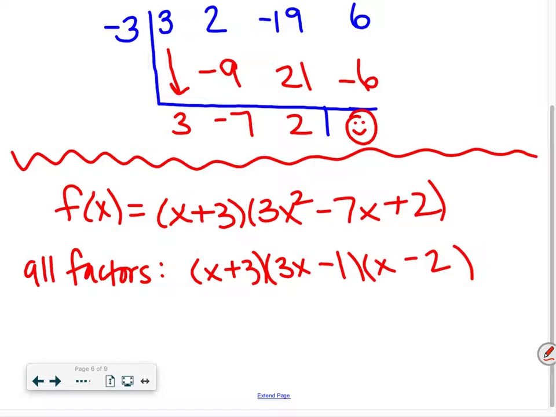There would be our 3 factors for our cubic function. 3x times x is 3x squared. We need to multiply to 2, so I have 1 and 2. And I place them so that here we would get negative 6x, here we would get negative 1x, together making negative 7.